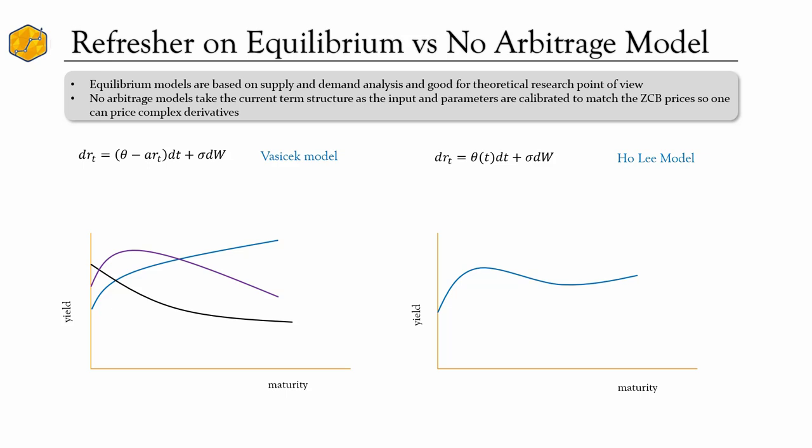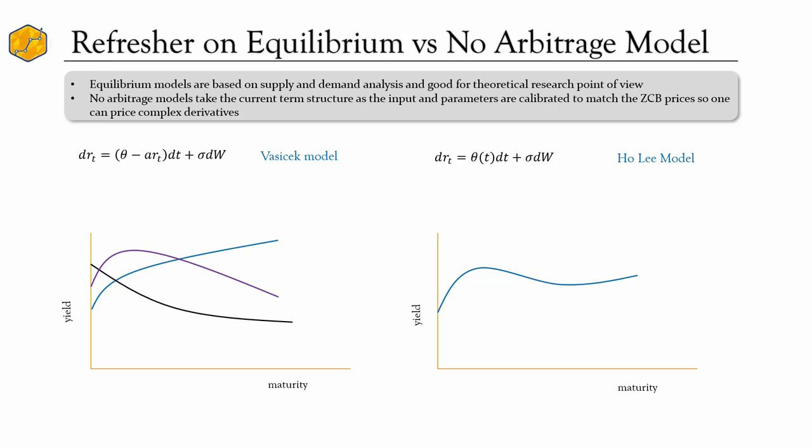Now, in contrast to equilibrium models, where we theorize a term structure as the output of the model, no-arbitrage models take the prevailing term structure as the input to the model, and then we calibrate or back out the time dependence of the drift parameter, in this case theta t. So in no-arbitrage models, we assume that the price of the liquid instruments, such as zero coupon bonds, to be correct. And hence, the term structure is the source of truth, and then we back out theta t. So now we have a model that correctly prices the zero coupon bonds.